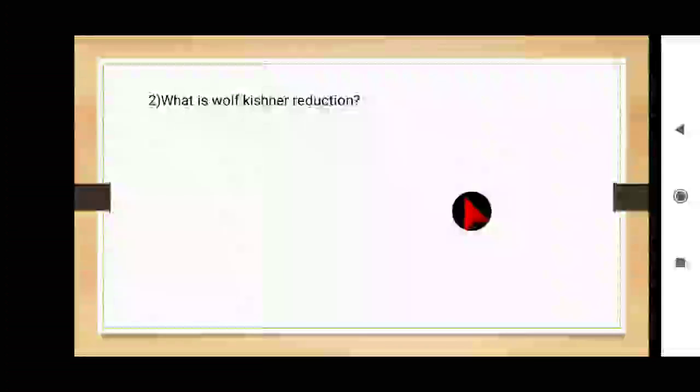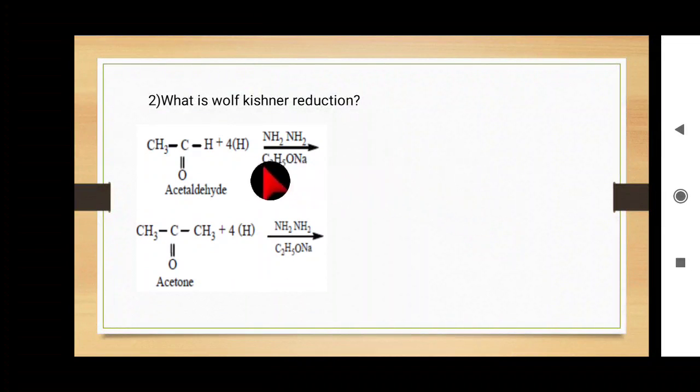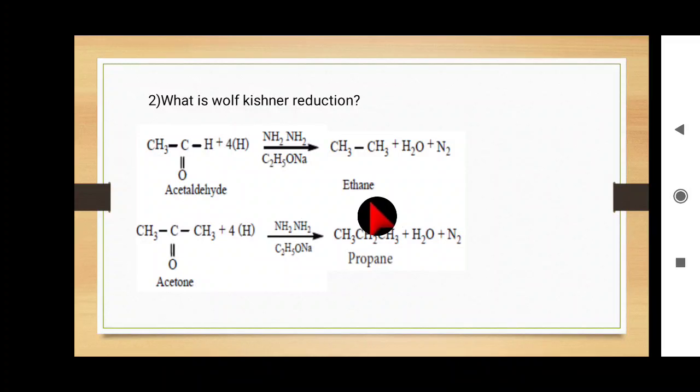So let us see the equation. Acetaldehyde and ketone. Now the reduction takes place with hydrazine and sodium ethoxide. Hydrazine acts as the reducing agent and sodium ethoxide acts as a catalyst. So the products are ethane and propane. Acetaldehyde turns to ethane, acetone turns to propane. The byproducts are water and nitrogen.